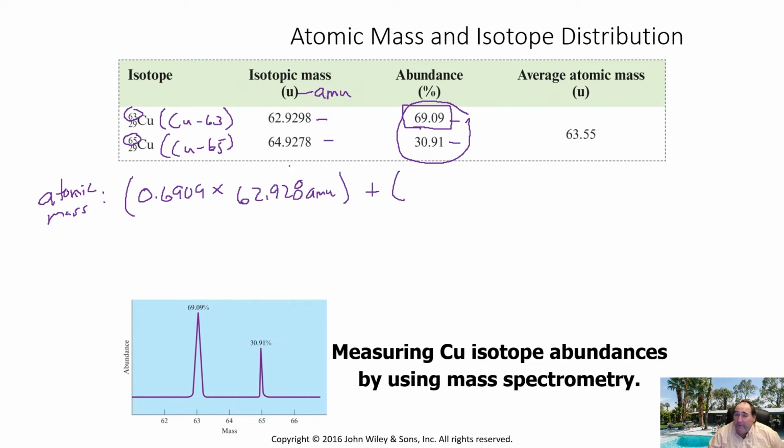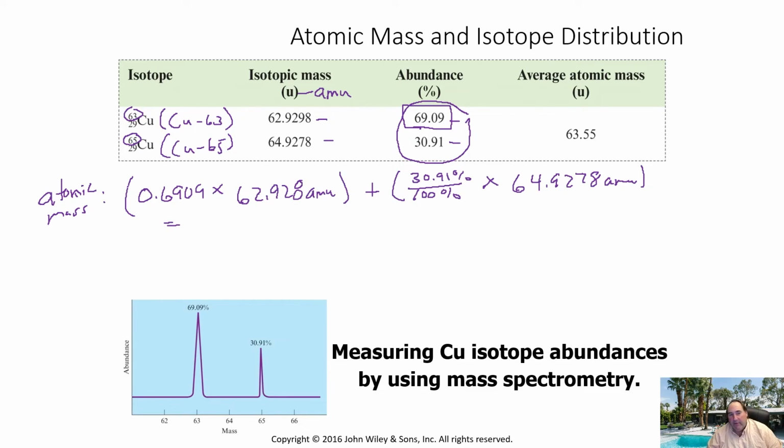The other option, instead of moving the decimal place 2 places to the left, is you could take 30.91% and divide it by 100. And that basically will move your decimal place for you. Or again, you could just move the decimal place, whichever way you want to do it. But it basically gets you to the same spot. We then would multiply it by the atomic mass of our second isotope, which is this.